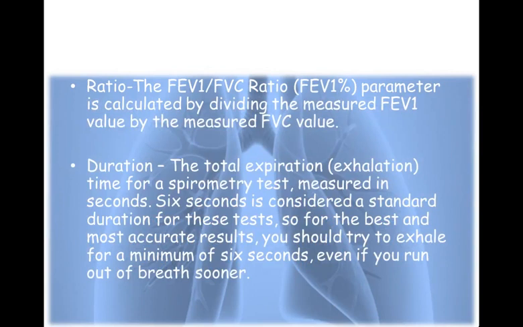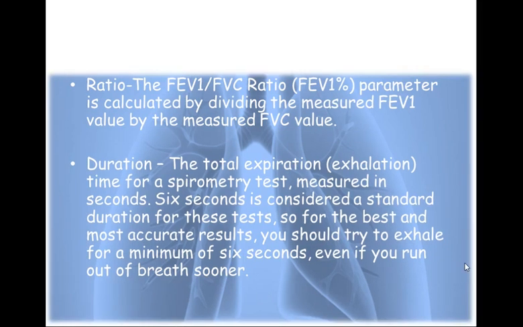There is another ratio that also needs to be known. The ratio is the FEV1 by FVC ratio. That is an important parameter and is calculated by dividing the measured FEV1 value by the measured FVC value. FEV1 by FVC ratio should normally be 80% for normal individuals. If there is any kind of deviation of the value, either above or below this 80%, that obviously indicates either a restrictive or an obstructive disorder of the lung.